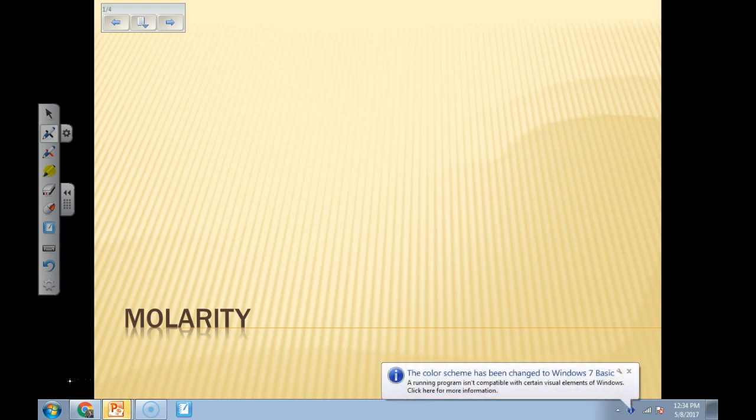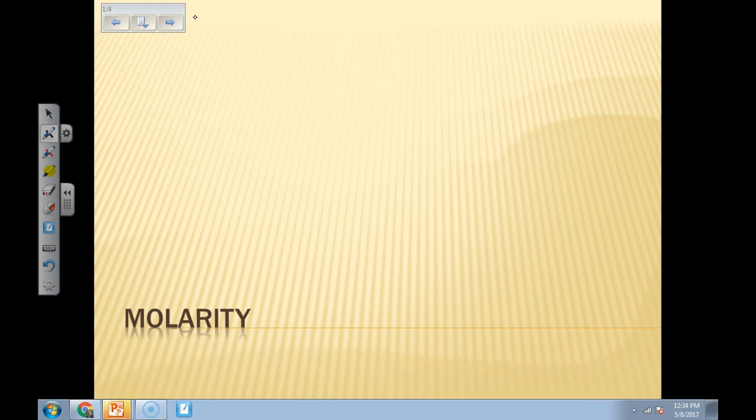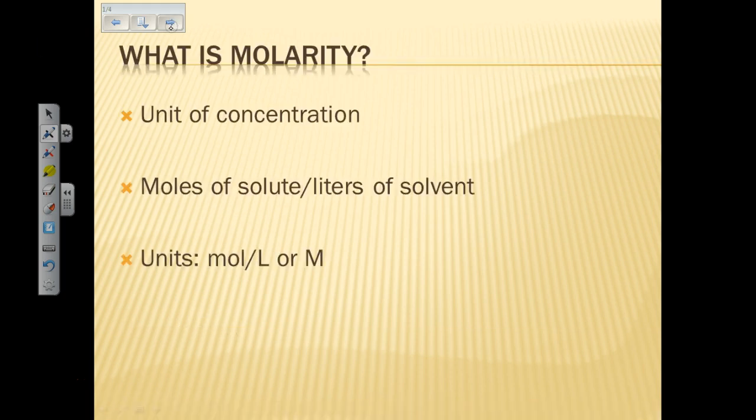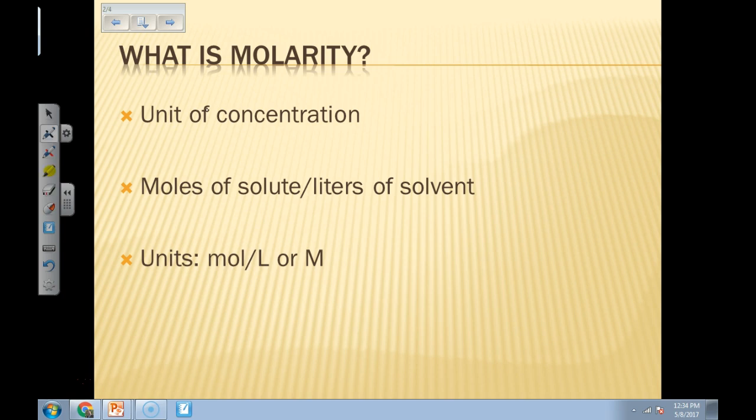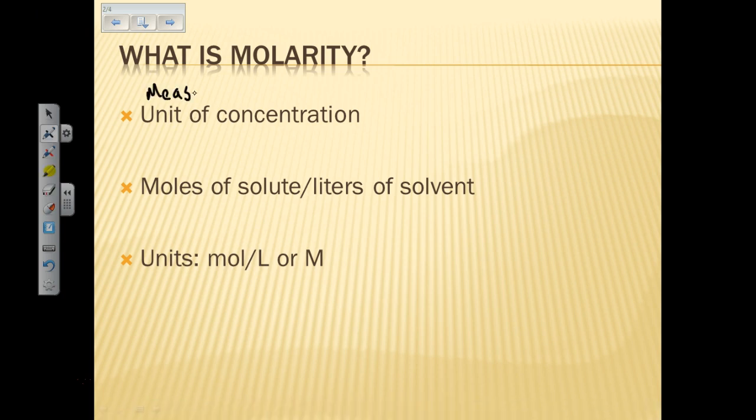Hey everybody, wanted to spend a little bit of time talking with you about molarity. Molarity is a way for us to calculate concentration, or how much stuff is dissolved in a solution. Let's just briefly talk about what molarity is. Like I just said, it's a unit of concentration, or you could even say it's a measure of concentration. And the unit of molarity is molar, actually.